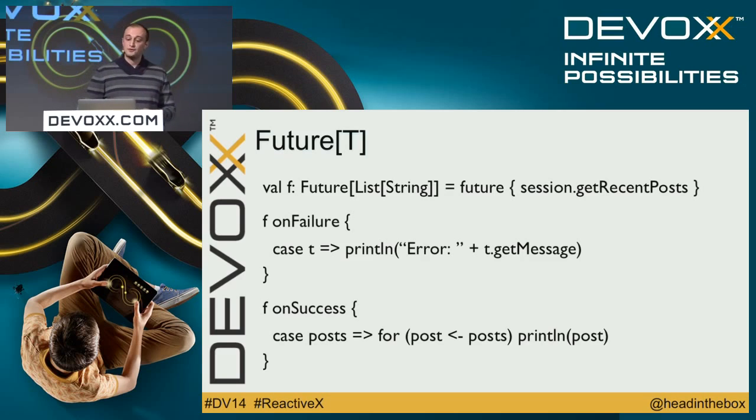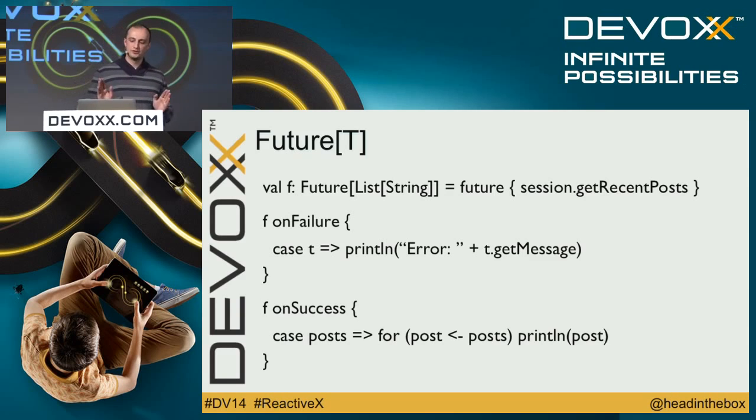So this returns a future of a list of string. And what we do is, on this future, we register 2 callbacks. One, what happens when the computation fails, and another one, what happens when the computation completes successfully. So this is a very simple example here. We just print the error and print the posts. But this is more or less the idea of how to use futures in a very simple way.